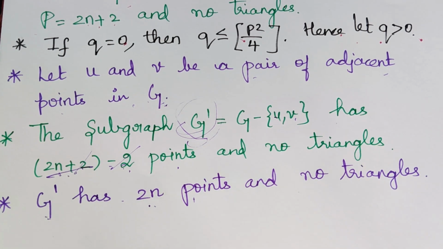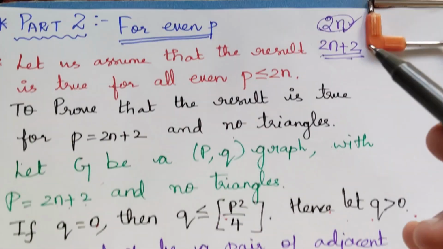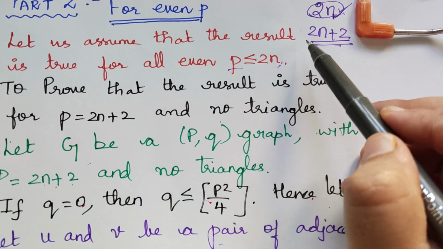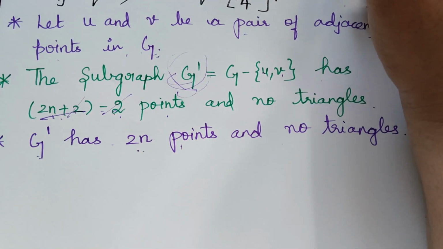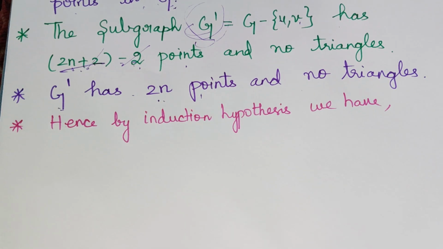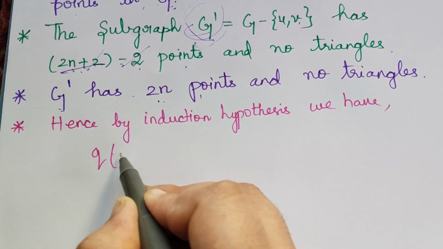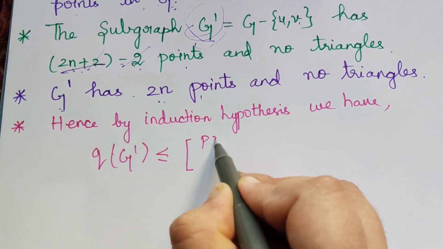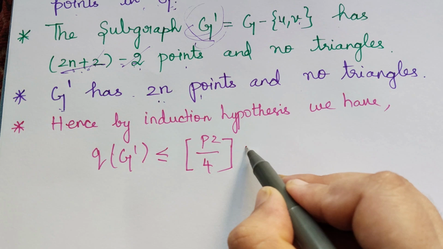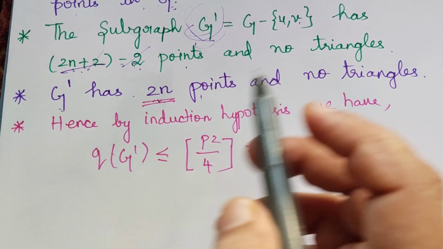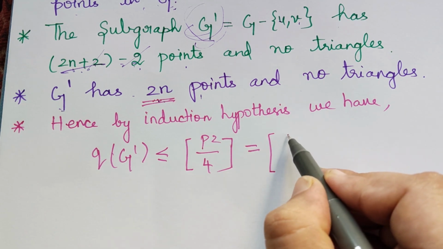Now by the induction hypothesis, we know that the result is true for 2n points because of our assumption. We assumed that the result is true for all those values of p less than or equal to 2n. So therefore, by the induction hypothesis, we can write that the number of edges of G dash will be less than or equal to p squared by 4. But we have obtained 2n points, so the value of p for G dash is 2n. So when we substitute, it will be 2n the whole squared.